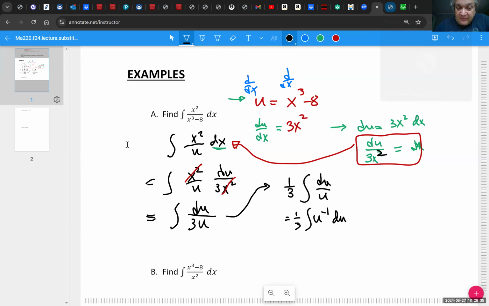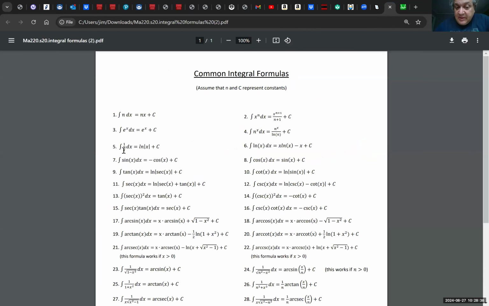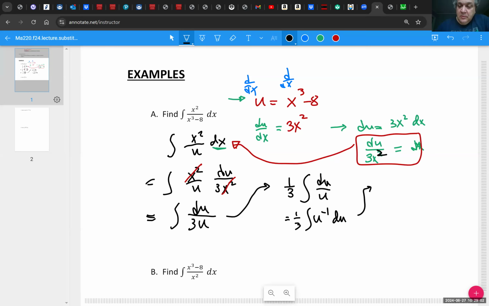It looks like it's right here, number 5. 1 over x is the same as x to the -1. And the antiderivative of x to the -1, or 1 over x, is the natural log of the absolute value of x plus c. These formulas work whether they're x's or u's or thetas. It's just a variable there. As long as the variable in the function matches the variable in the differential, then we get this answer right here. So this is going to equal 1/3 natural log of the absolute value of u plus c. Now we're not quite done.